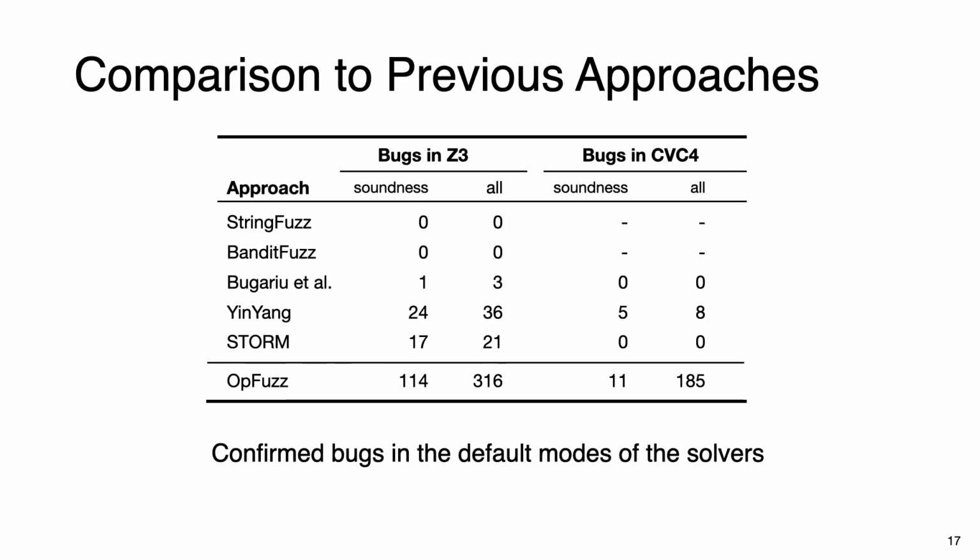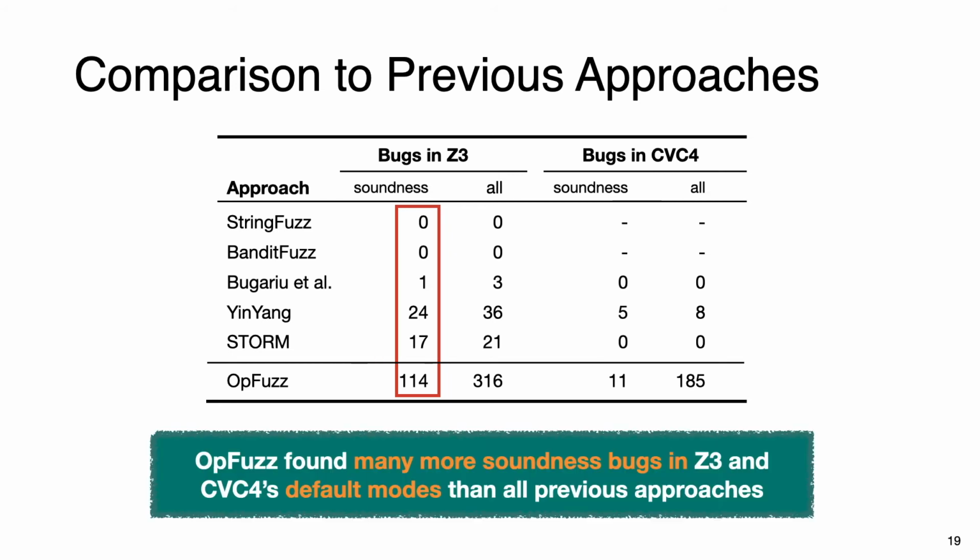This table shows a comparison of OOPSLA with other SMT solver testing approaches. The bug counts shown here are based on confirmed bugs found in the default modes of the solvers and exclude bugs with options. Compared to previous work, OOPSLA found many more bugs in both Z3 and CVC4 in total, and also many more soundness bugs. This demonstrates the unusual effectiveness of OOPSLA for bug finding in SMT solvers.